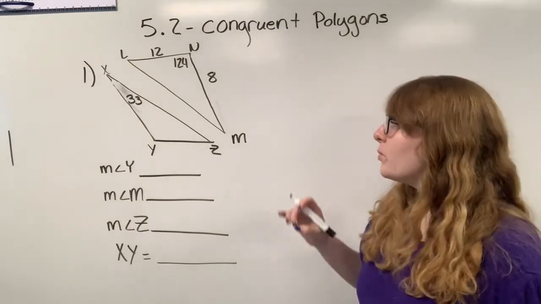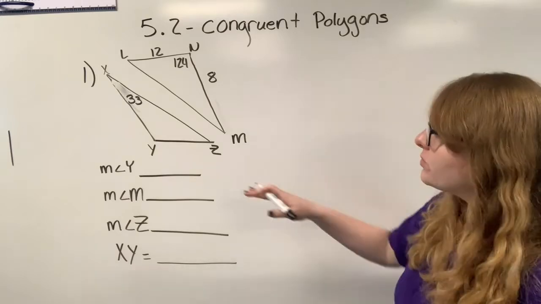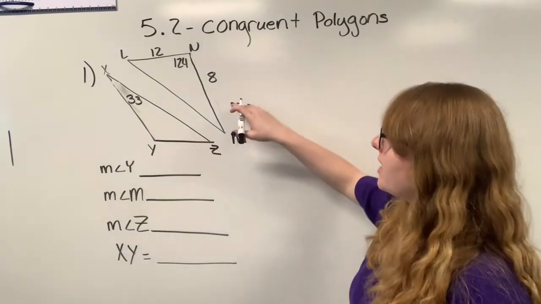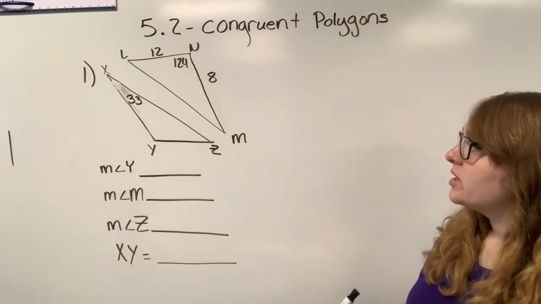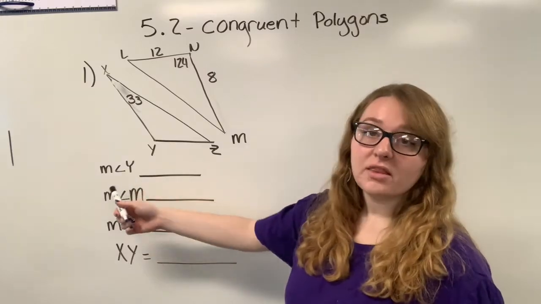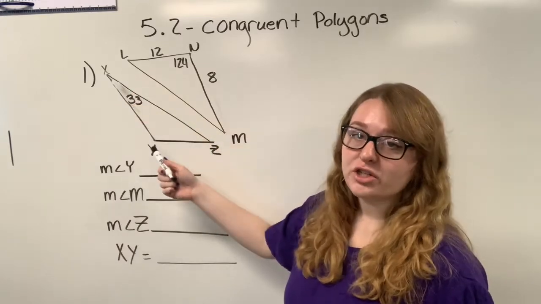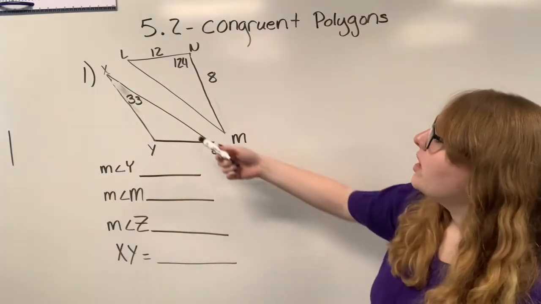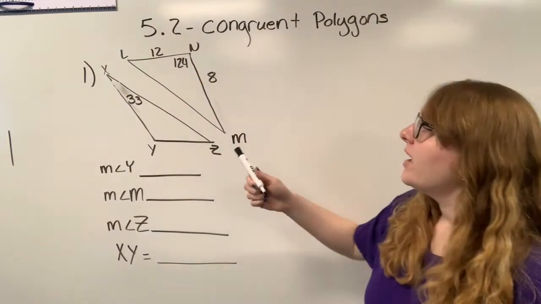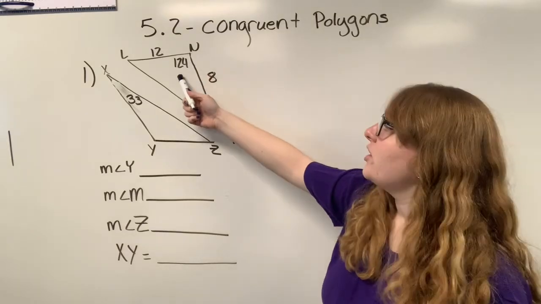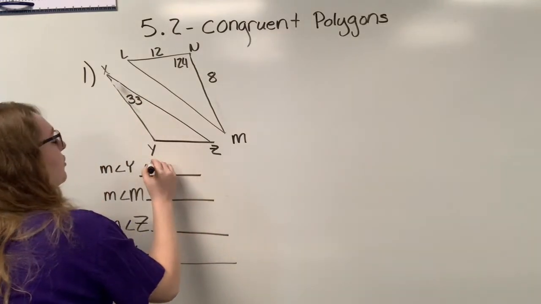Okay, let's do an example where we're actually mapping angle degrees and segment lengths to another figure. Okay, so we have 2 figures. We have this XYZ and this MNL, and we are going to answer these questions. The first question is asking us to find the measure of angle Y. So we are looking at angle Y, and we can see that that is the biggest angle in our shape XYZ. So we are looking for the biggest angle in our other shape, MNL. We can see that that is angle N, which is 124, making angle Y also 124 degrees.